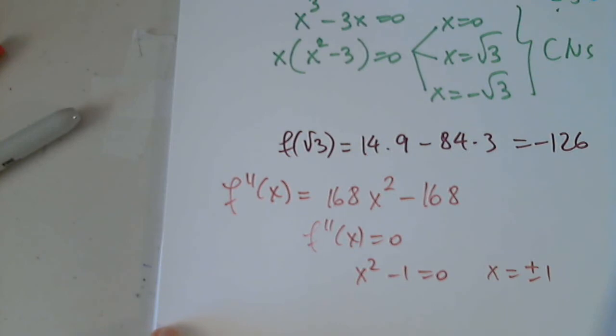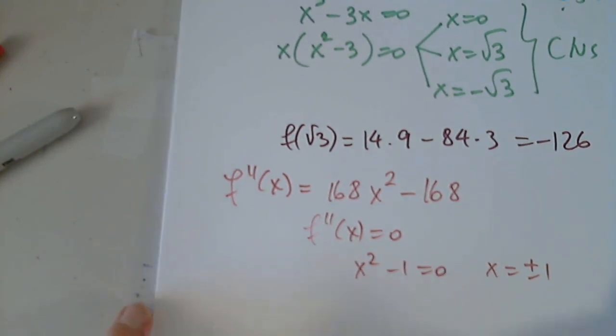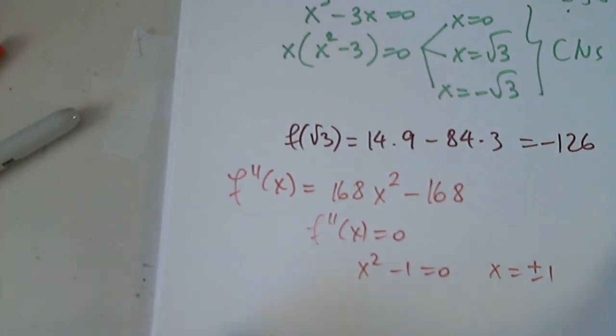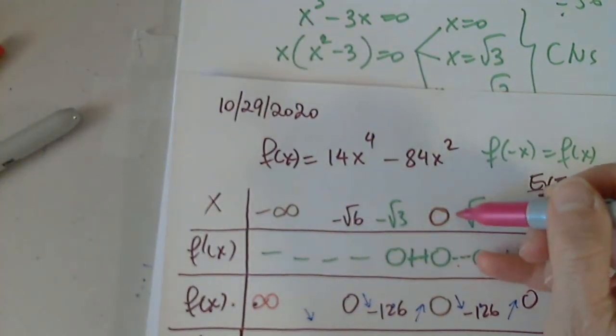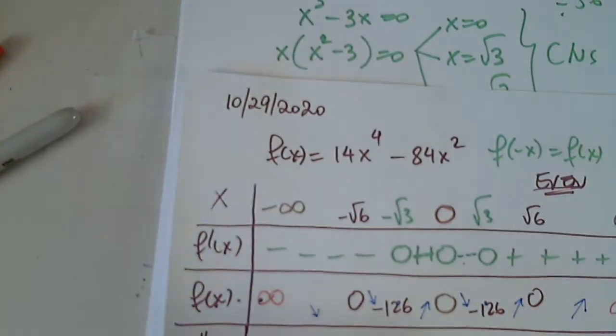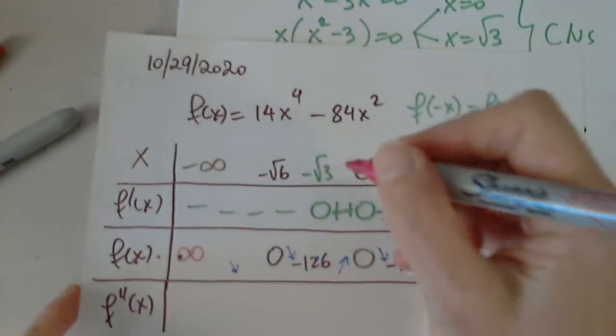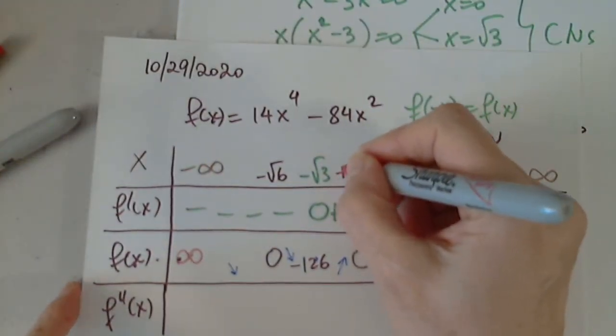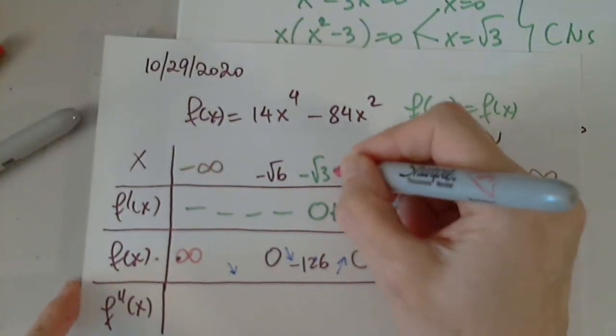Wow. But that messes up my table completely, because 1 and negative 1 will be here. I'm going to try to squeeze them in, with my apologies to you. I should have left a little bit more room.